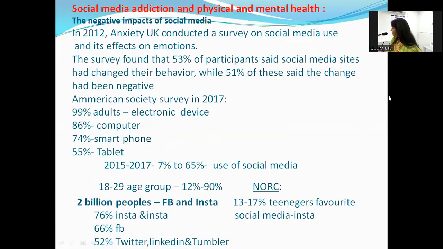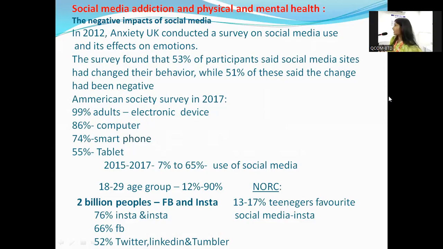Social media addictions, physical and mental health, and trauma. As I think, in a survey you have seen that 50% of patients say media sites changed their behavior, or 51% show negative behavior. The American Society also did a survey on electronic devices and the ratio of social media addiction.